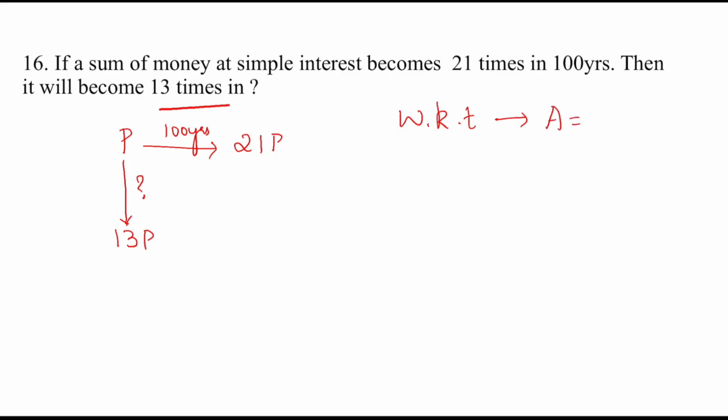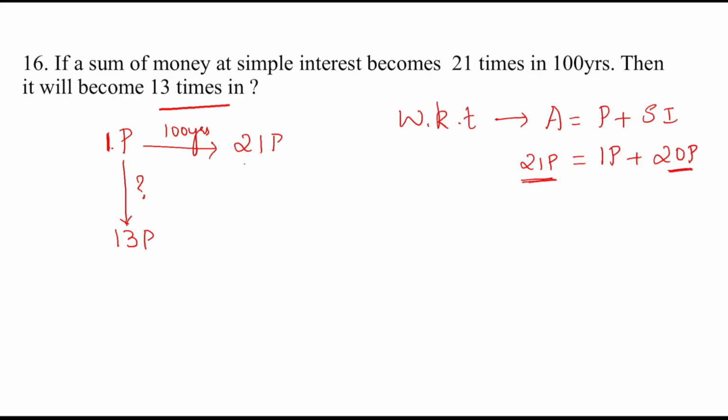amount is equal to principal plus simple interest. So now we know that 21p it is becoming. Initially it was only 1p and then it becomes 21p. So to become 21p, SI will be how much? 20 times p, isn't it? Initially it was 1p, but when interest of 20p was added, it became 21p.